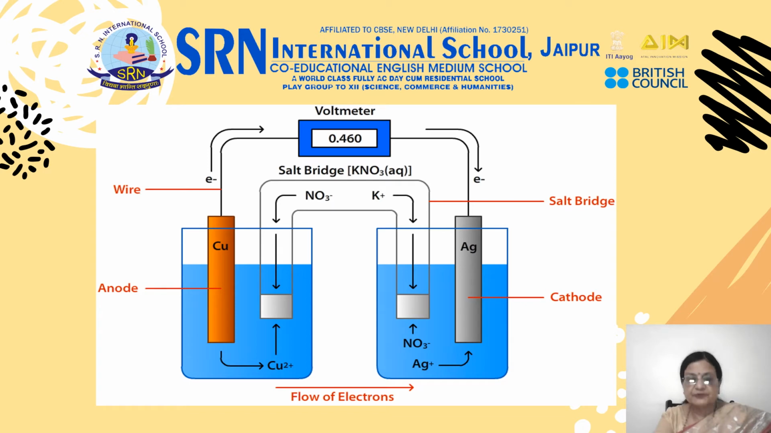0.460 volt. There is a salt bridge also shown here, which is made up of a strong electrolyte like potassium nitrate. So nitrate ions move towards the anode because copper 2+ ions are collected over there, and on the right hand side, that is at the cathode, the nitrate ions are collected, so that has to be neutralized by K+ ions of the potassium nitrate. Thus, the whole circuit is complete.